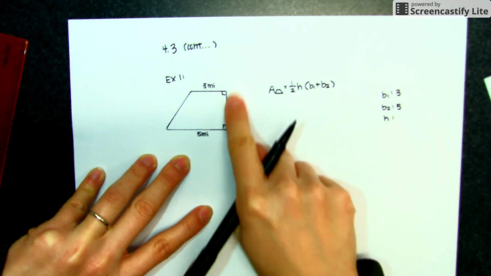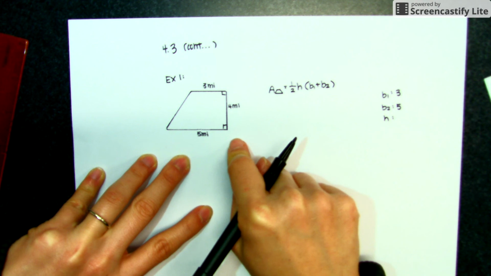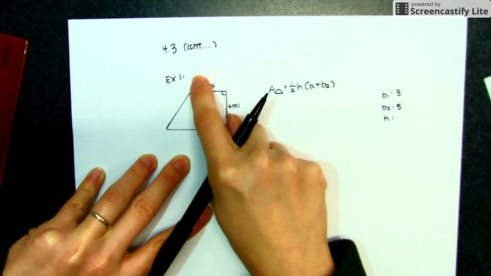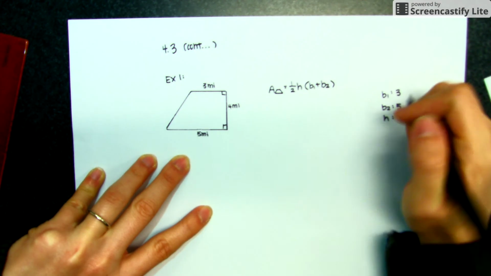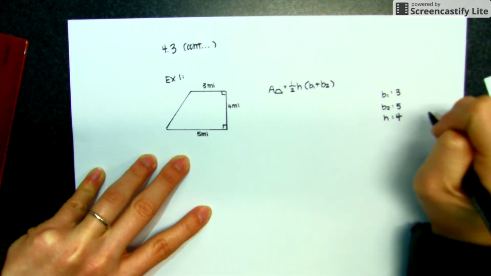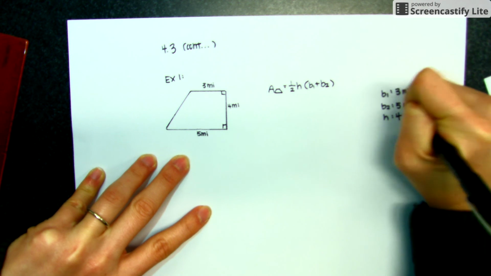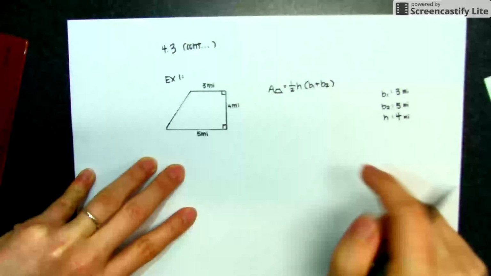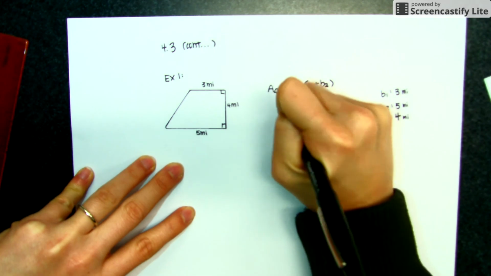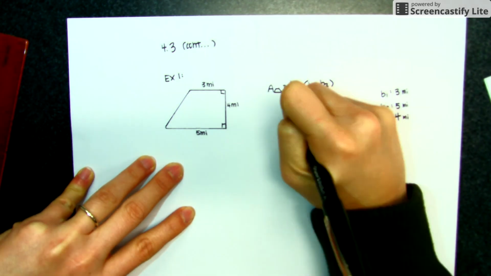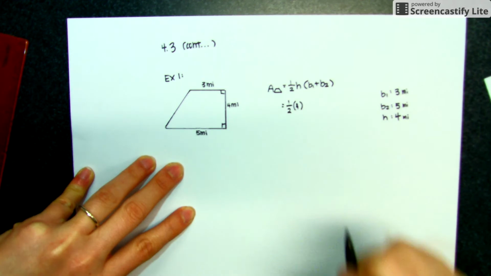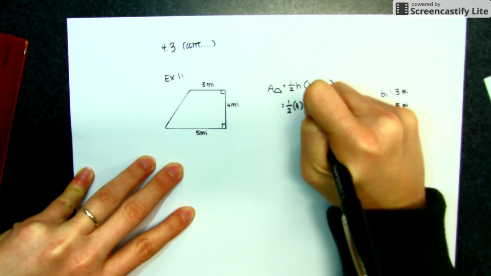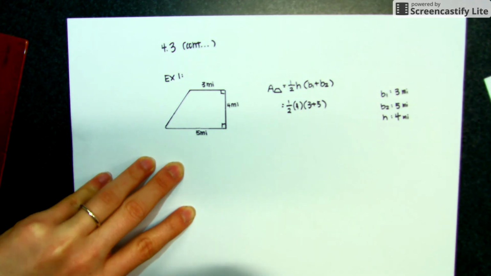Now, height. Height is the perpendicular length that forms a 90-degree angle between base 1 and base 2, and that's going to be 4. Okay, and then we should label that miles. Now that you found the 3 measures, let's plug it into the formula. Okay, so it would be 1/2. Height is 4, so I'm going to plug in 4. And then base 1, I chose 3, and base 2 is 5, so I'm going to plug in these numbers.